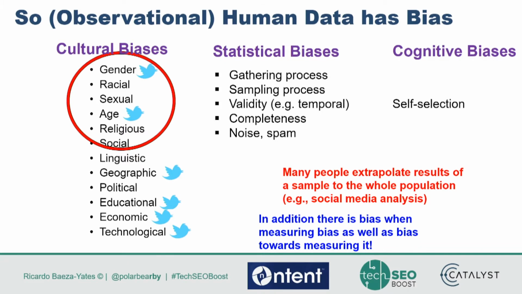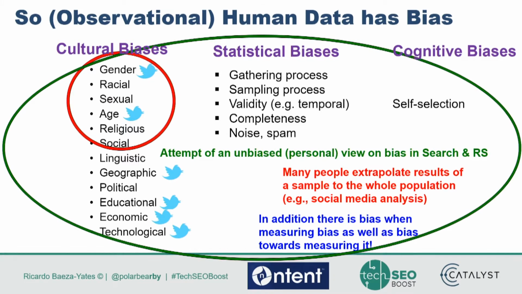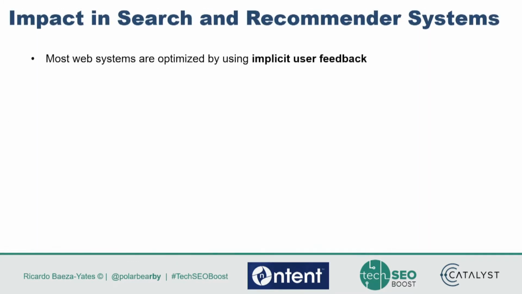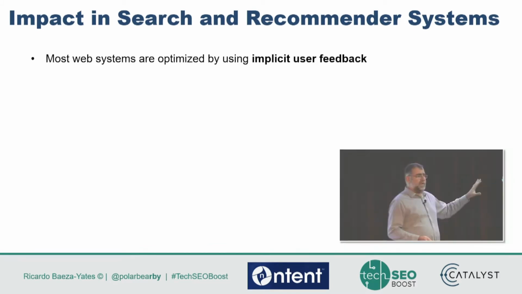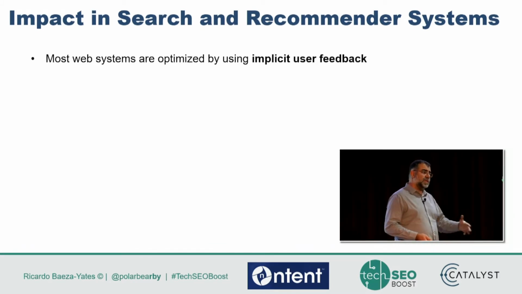A lot of people are working on this problem, analyzing what's the impact of race, gender, and other important biases in systems. However, there are other biases that will be very interesting for you that nobody talks about and affect all of us. So what I will try to do here is an attempt to do an unbiased, but personal, so it's biased, analysis of what happens in search and recommender systems. So what is the impact in search and recommender systems? So this is the summary. If you can get the summary, the rest are the details.